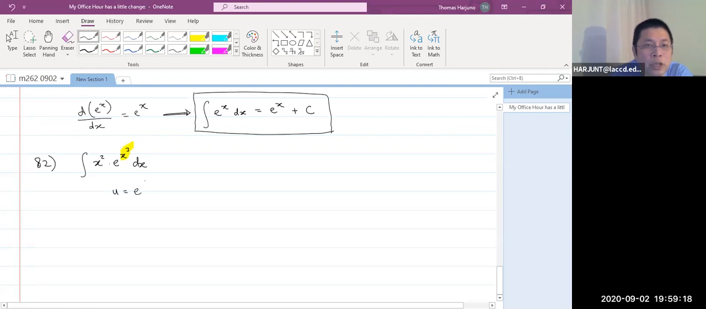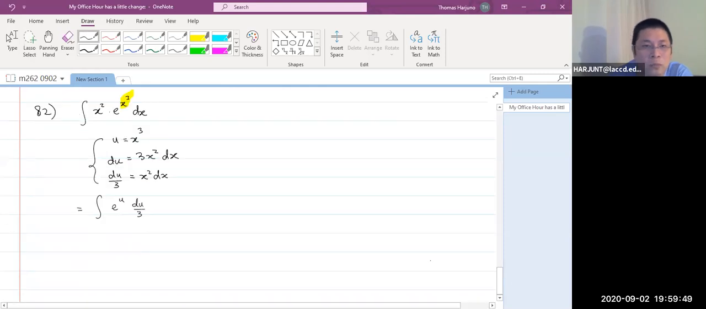Okay, so u is x cubed, and du is 3x squared dx, such that x squared dx is du over 3. Now that integral becomes e to the u du over 3. The integral of e to the u with respect to u is e to the u. Then I substitute that back.